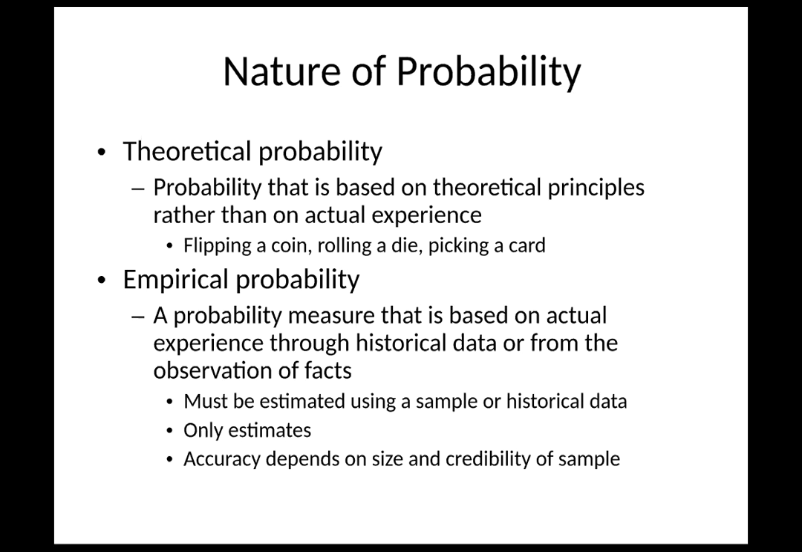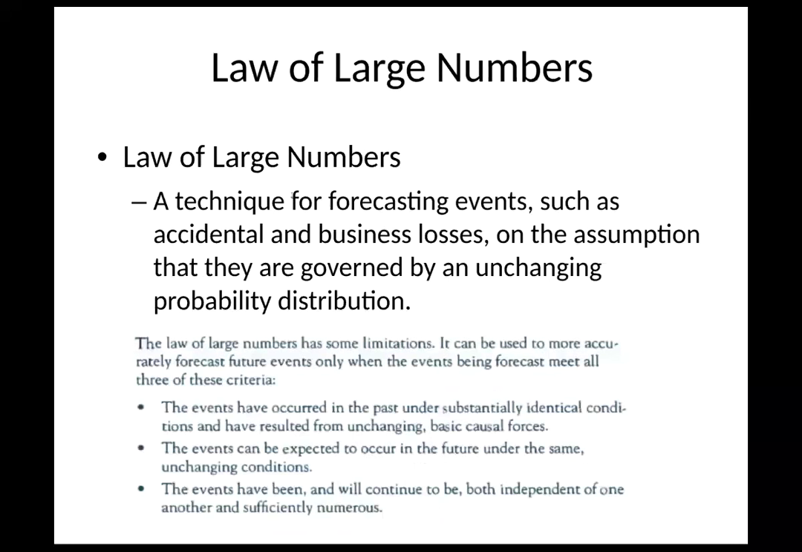So empirical probability is a probability measure that is based on actual experience or historical data, or from the observation of facts. It must be estimated using a sample or historical data. It only estimates, right? Even though we are going to be rolling a die based on historical data, it's still going to be an estimate. And the accuracy depends on the size and credibility of the sample, right? And I mentioned the size, that goes back to the law of large numbers. So the law of large numbers is a technique for forecasting events such as accidental business losses on the assumption that they're governed by an unchanging probability distribution, right?